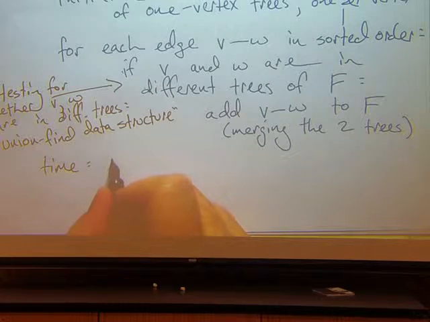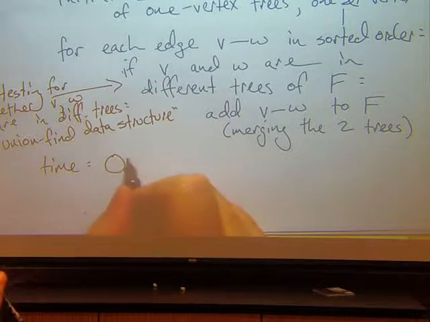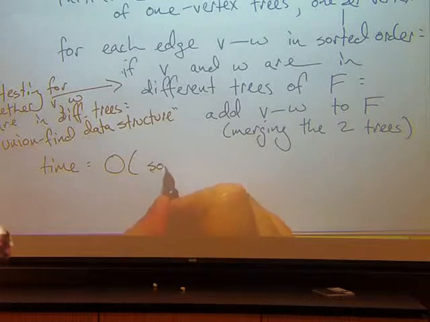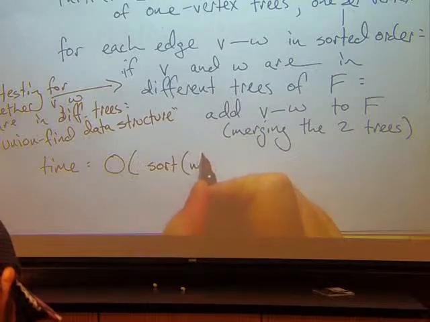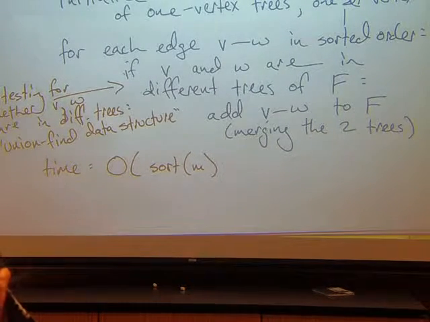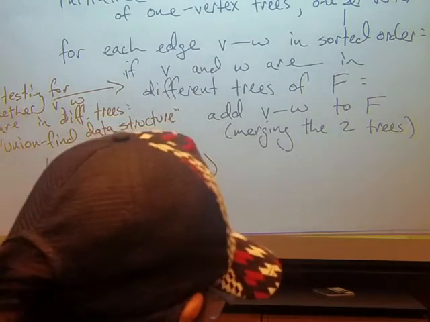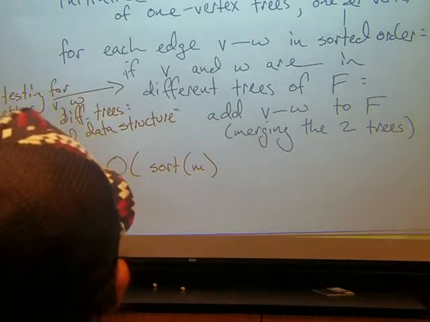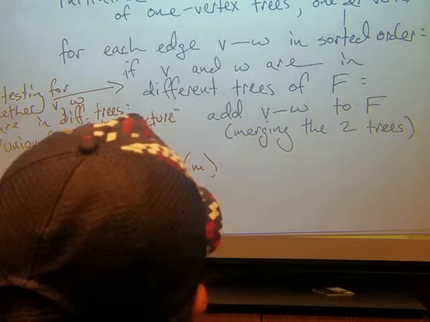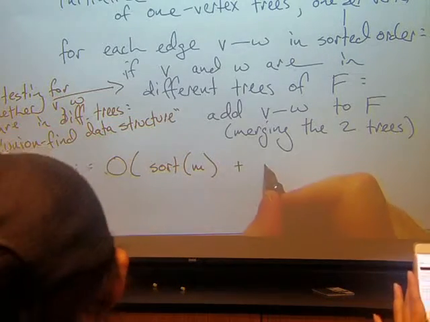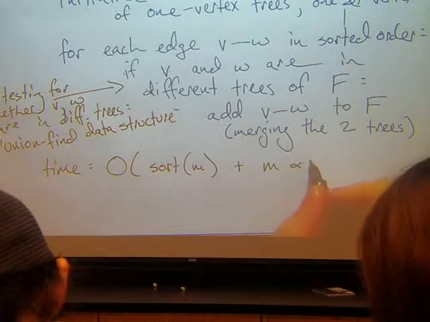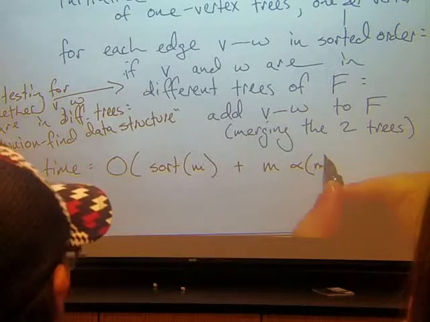is O of however long it takes to sort those m items, m log m if you're using a comparison sorting algorithm, but maybe faster if these are small numbers and you're using radix sorting, plus m alpha of m.